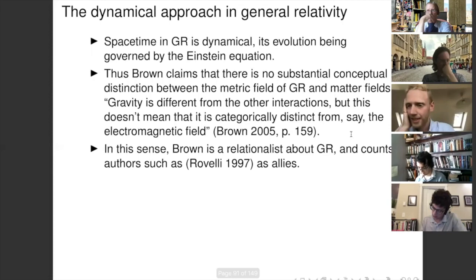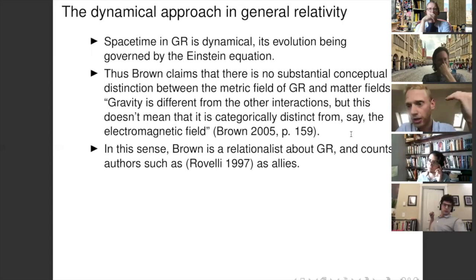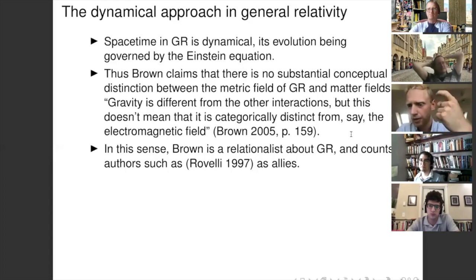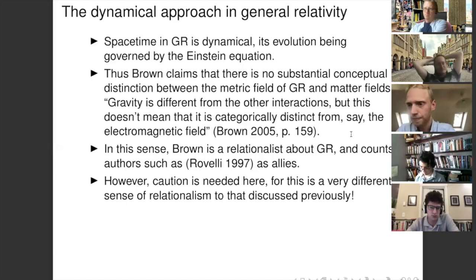Now, here I think the terminology gets quite confusing, and so I want to warn you about this. So in this sense, in which Brown does not think that there's a deep conceptual distinction between the metric field of general relativity and the matter content, you might count him as a relationalist. In that sense, Brown would count someone like Rovelli as an ally who says similar things. But I want to flag that this notion of relationalism is kind of different from the one that we've been talking about up to this point. So caution is needed. It's a different notion.